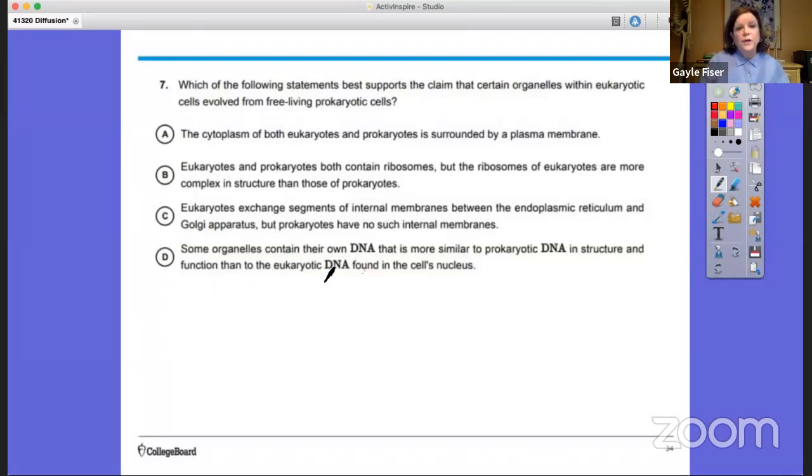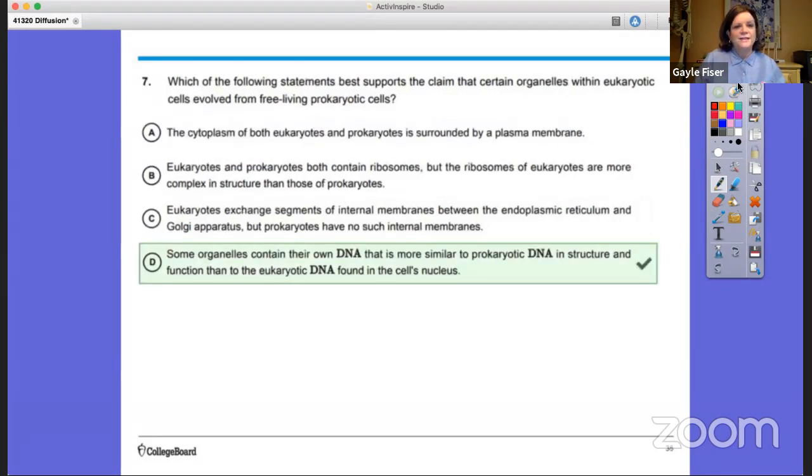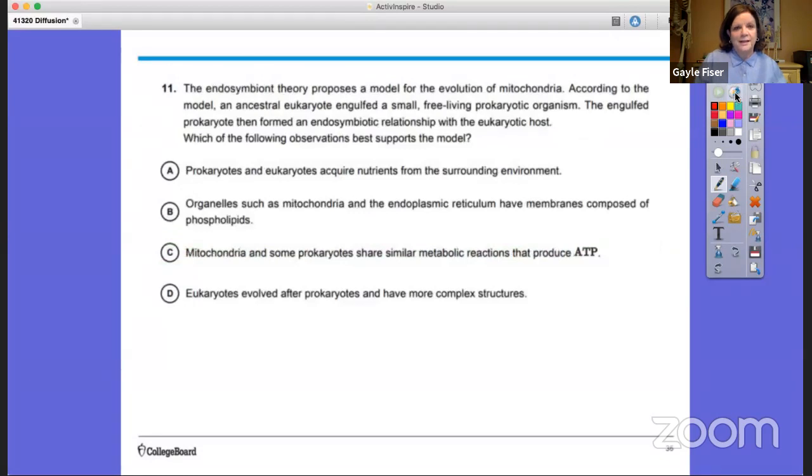than to eukaryotic DNA. Okay, so just take 5 seconds because I know you know the answer. Okay, and the answer is D. All right, I think that's the end of my multiple choice. No, sorry, just kidding. All right, this is number 11 in particular test bank questions that I made.